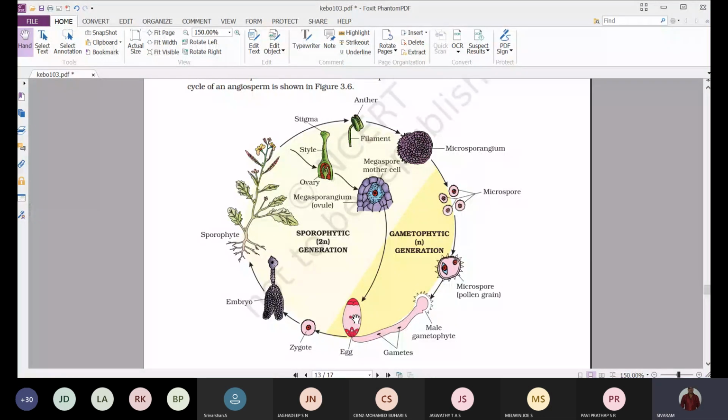Okay, and these 2 polar nuclei, at the time of fertilization, they fuse and result in the formation of the diploid secondary nucleus.